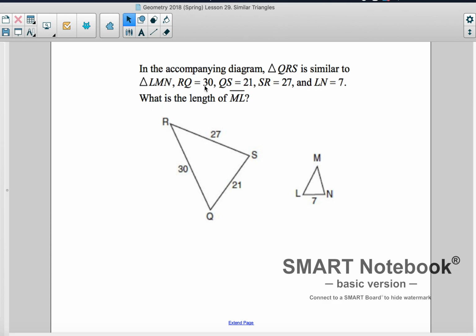Okay, great. So in the accompanying diagram, triangle QRS is similar to LMN. They give you these measurements and they actually label them for you. They want to know what ML is. So we're looking for this guy right here.